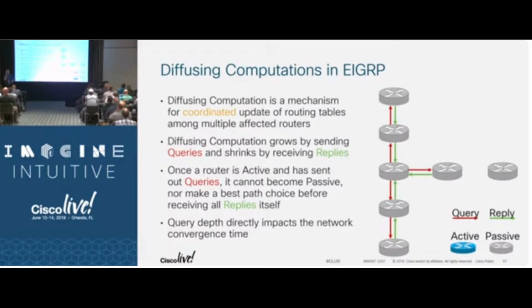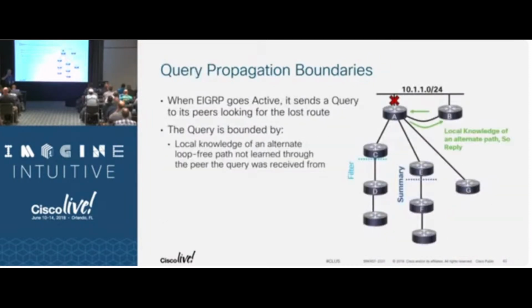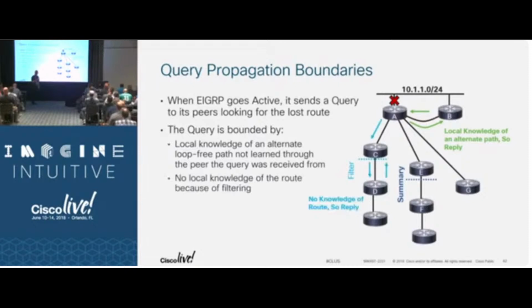See, this diffusing computation creates a chain of interdependent routers that depend on each other. What can limit the depth of query propagation? Well, we can use route filtering, distribute lists. What they do is prevent routes from being advertised further. They do not impact the query itself, but if a query comes to a router that doesn't know anything about the route, it's just going to respond back immediately saying, I know nothing. Infinity.